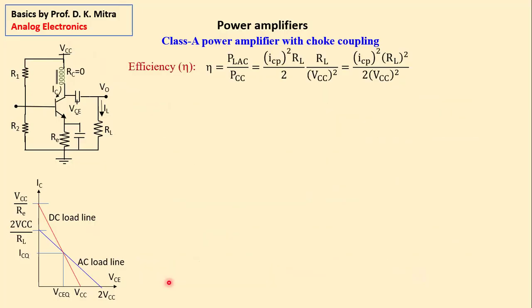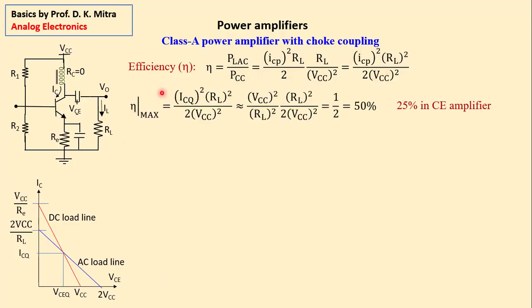Then what is the efficiency of this? Efficiency definition is the power delivered to the load divided by power drawn from the battery. Power delivered to the load is ICP square RL by 2 and power taken from the battery is VCC square upon RL. This is equal to this, right? Now, when is efficiency maximum? It is maximum when ICP is maximum. And what is the maximum value of ICP? Look here, the signal can go up to this and this. So the maximum value of ICP, that is the peak value of the load current, is equal to ICQ. And we know the value of ICQ, it is VCC by RL. So this is 50%.